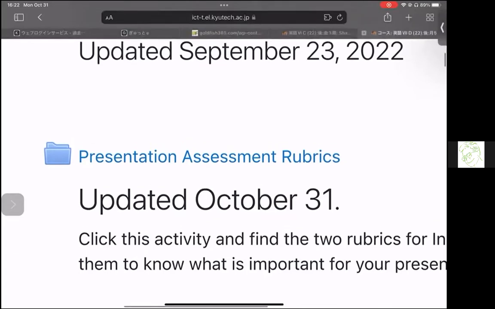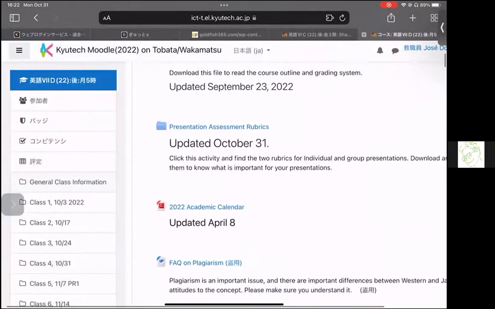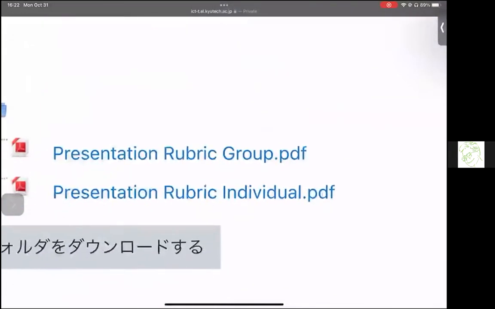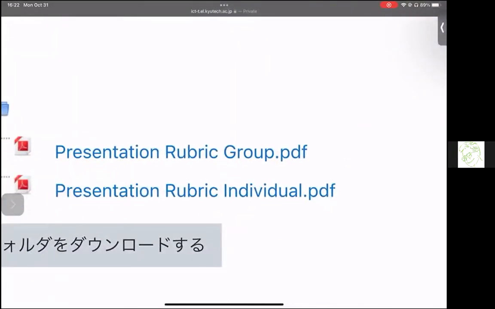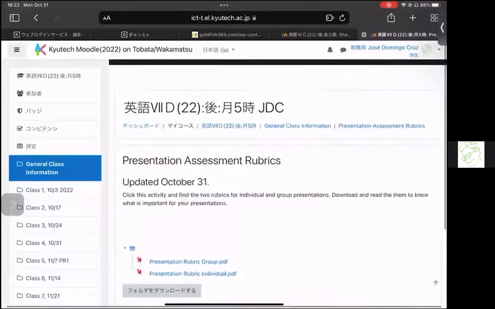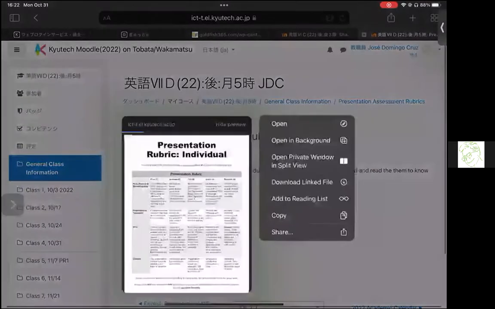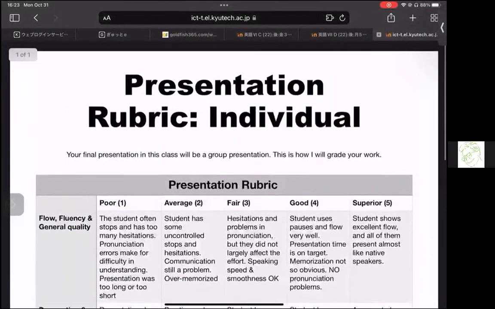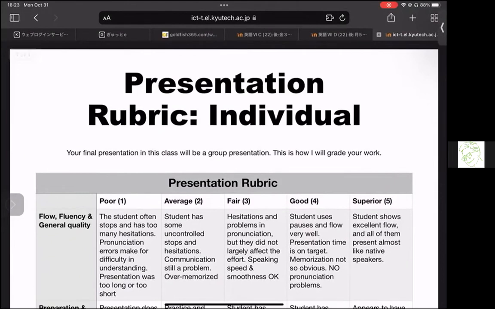If you open that up, there are two files in it, okay? One is the presentation rubric for the group presentations and the pair presentations. And what I'm going to be checking next week is your individual presentation quality. So let's take a look at the individual presentations rubric. I'll open that in the background and it'll open over here. This is how I look at your presentations.